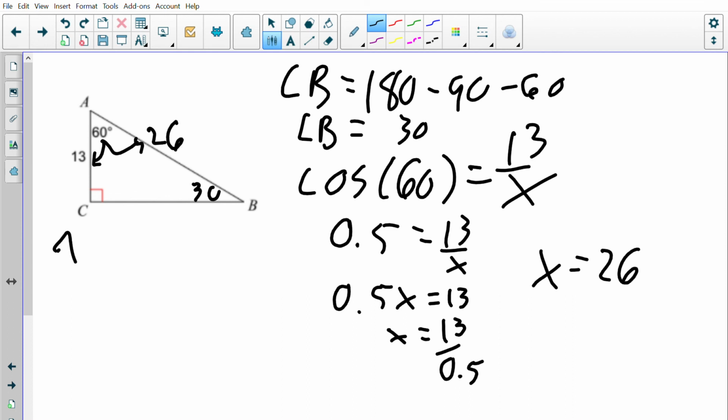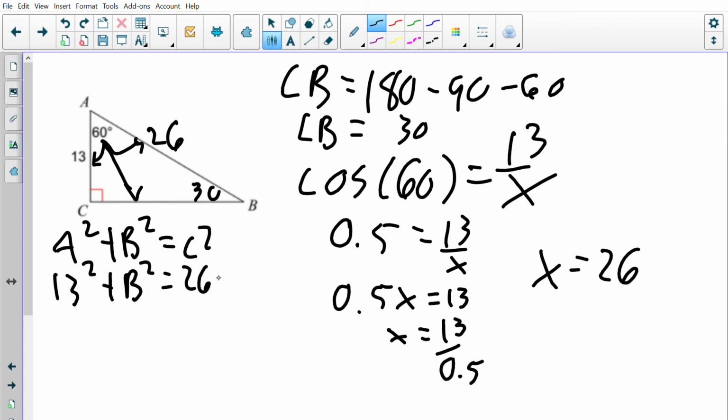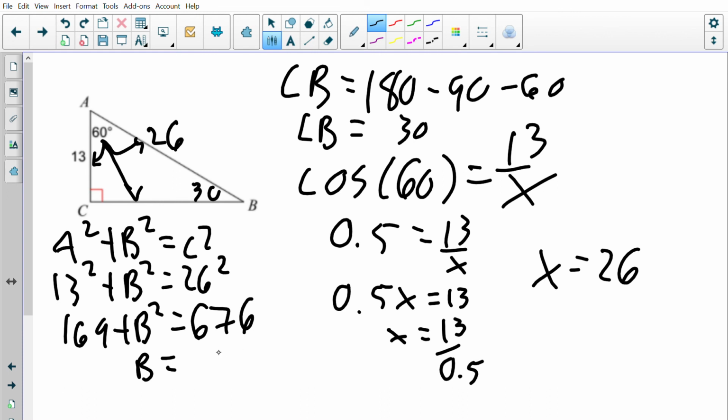So then we do our Pythagorean theorem to find the last side. So it would be a squared plus b squared is equal to c squared. So I get 169 plus b squared is equal to 676. I'm going to subtract the 169 over, and I get 507. And then to get rid of this square, I square root, and b is equal to 22.5.